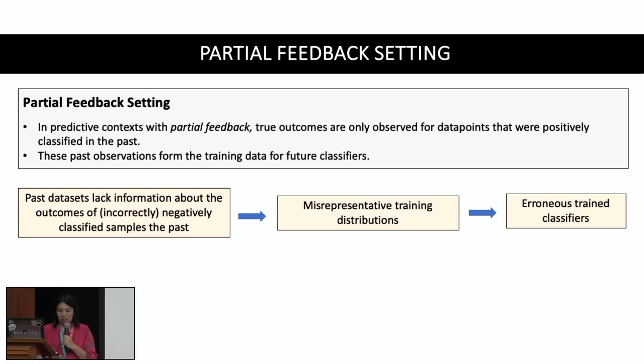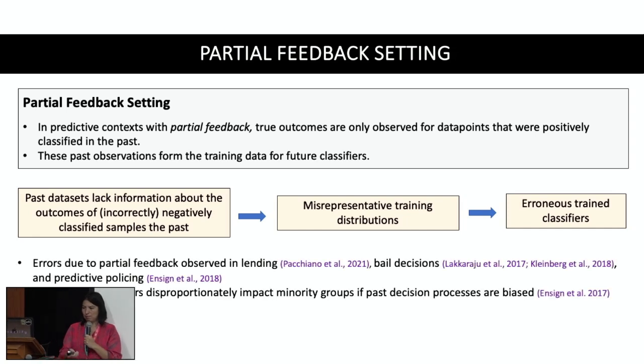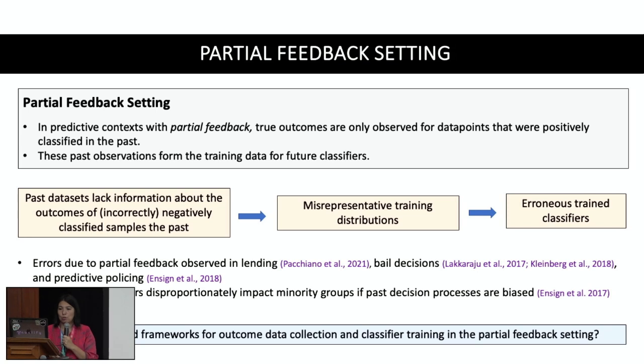Now, we are, of course, not the first people to think about this or to observe this. So these types of errors have been observed in these three settings that I've mentioned so far, and in many other settings as well. And perhaps unsurprisingly to this crowd, these partial feedback errors disproportionately affect minority groups because of the inherent bias in many of these processes, right? So what we were hoping to think about is what kind of change can we make to an overall framework so that we can collect data while still remaining true to our original classification goals.